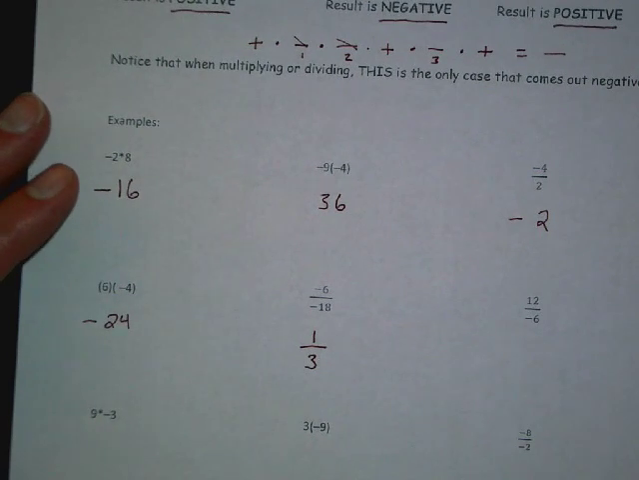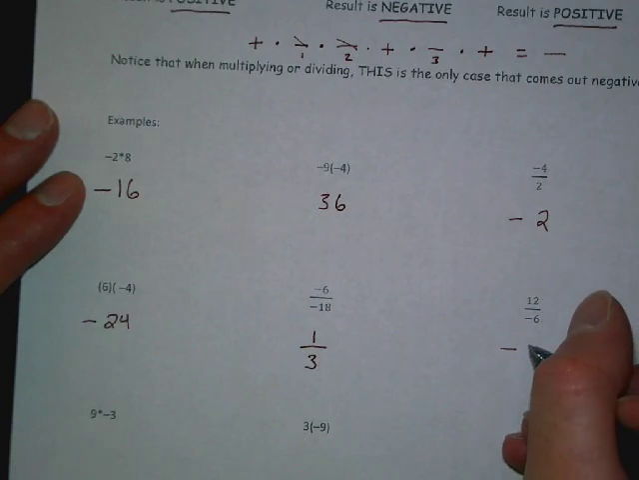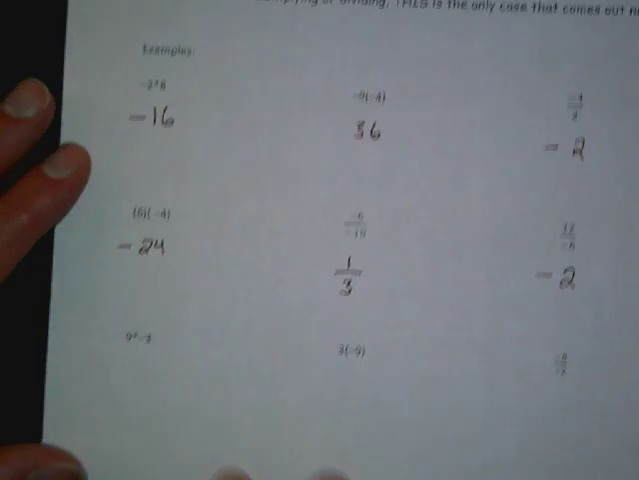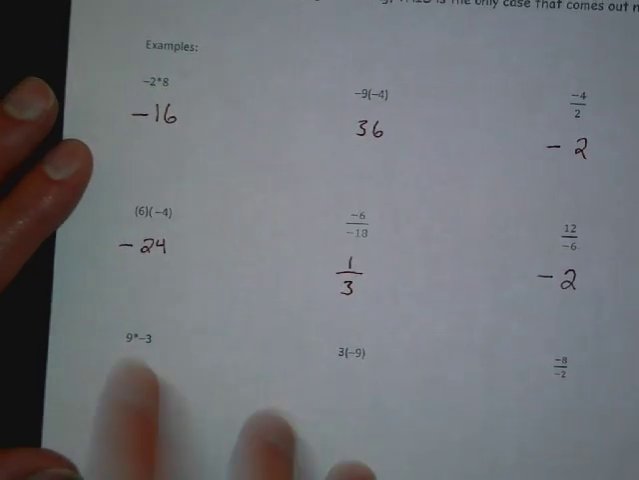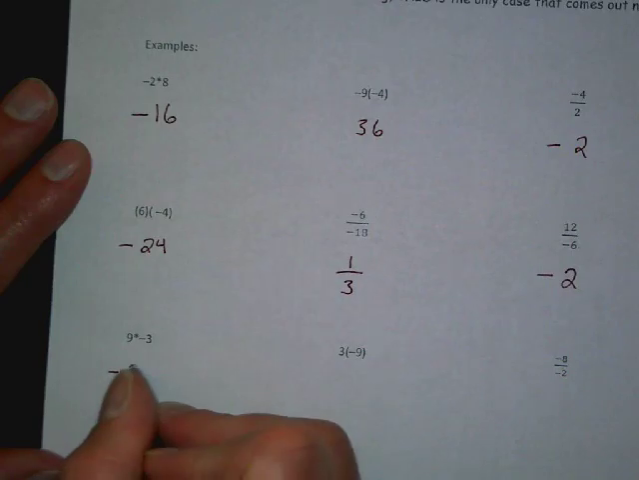Okay, third one on that row. Positive and a negative. Negative, yep. And 12 divided by 6, 2. Good. Last row here. Positive times a negative. Negative. 9 times 3.